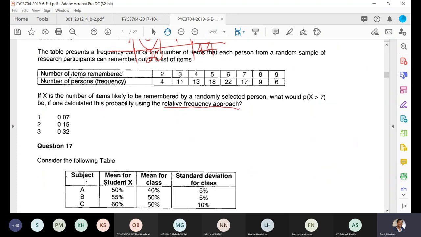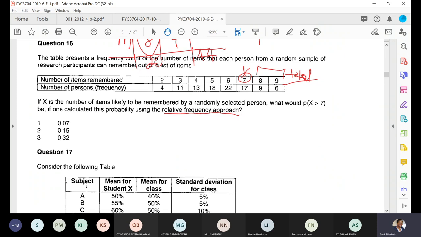So what you need to do is go to the 7 because they say greater than. It does not include 7. So it means we're looking for those ones. You need to also add all of them so that you can know how many they are. So calculate the total. So calculate total 4 plus 11 plus 13. Did they give us? No, they didn't. They are so cruel. Lecturers are very cruel. They should give you the 100 frequency or 100 number of people participating. So calculate the total.